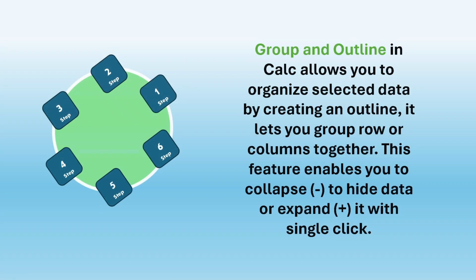What is grouping and outline in Calc? Please pause here and try to read it to yourself and understand. Group and Outline in Calc allows you to organize selected data by creating an outline. It lets you group rows or columns together. This feature enables you to collapse or hide data, or expand it with a single click.